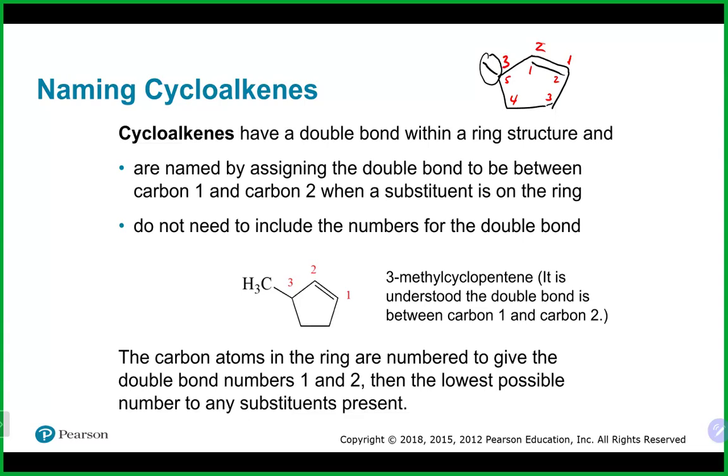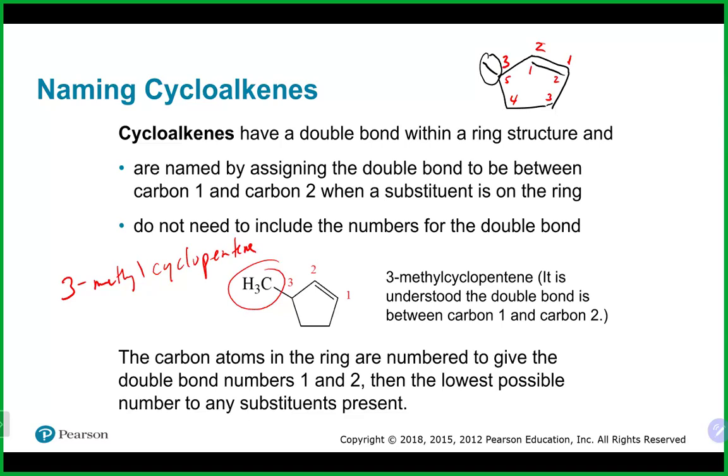So you have to go one end of the double bond, through it to the other end and go around, or start at the other end and go through it and go around. So that is how we get to this name here of 3-methylcyclopentene. You do not need to give the location of where the double bond is located. It's always assumed to be carbon number 1.